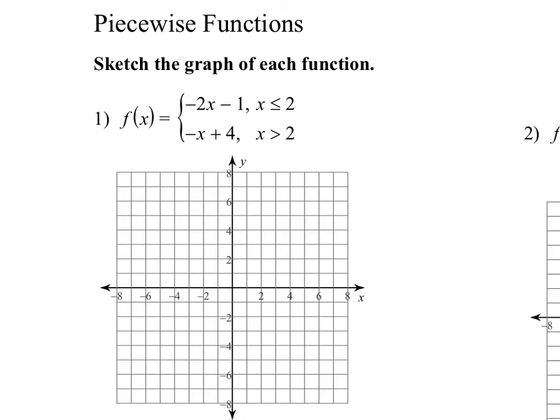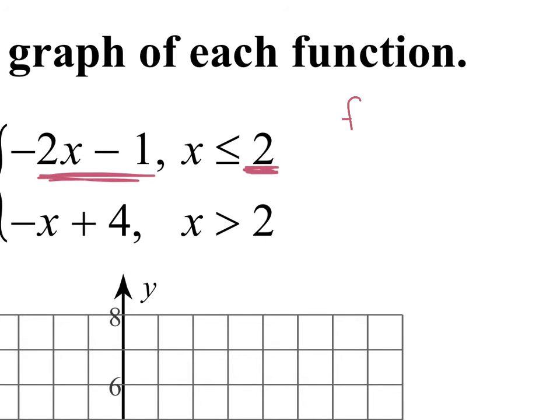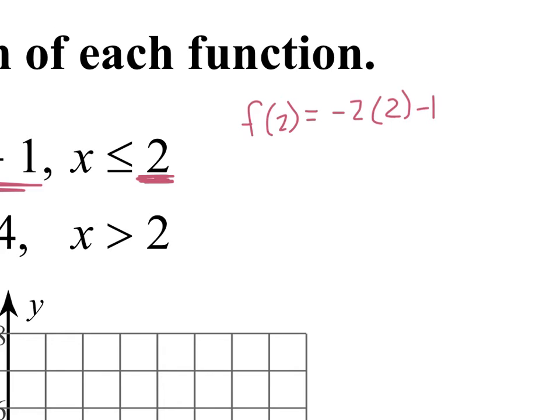So for our piecewise functions, we start off by plugging in our number that we are restricted by. So x is less than or equal to 2. We start by plugging in 2 into our function. So we're going to find out what our function is when x is 2. So f of 2 is -2 times 2 minus 1. -2 times 2 would be -4, minus 1 is -5. So our first point for our graph is (2, -5).